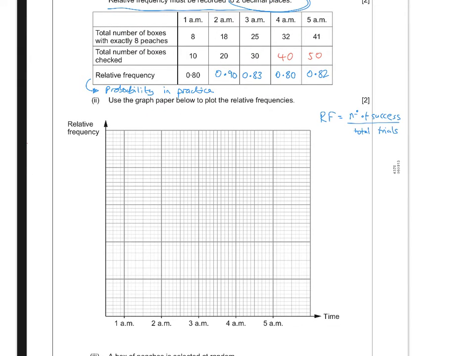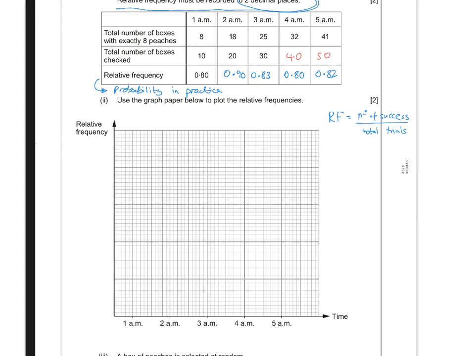So we just need to go up in a nice scale here. I would probably go up in 0.2s. I think that's what they've tried to make you do here. So 0.2, 0.4, 0.6, and then by here it would be 0.8, and then this would be 1. So I need to plot 0.8 on 10 boxes, so that's by here. I then need to plot 0.9, so that would be halfway in between.